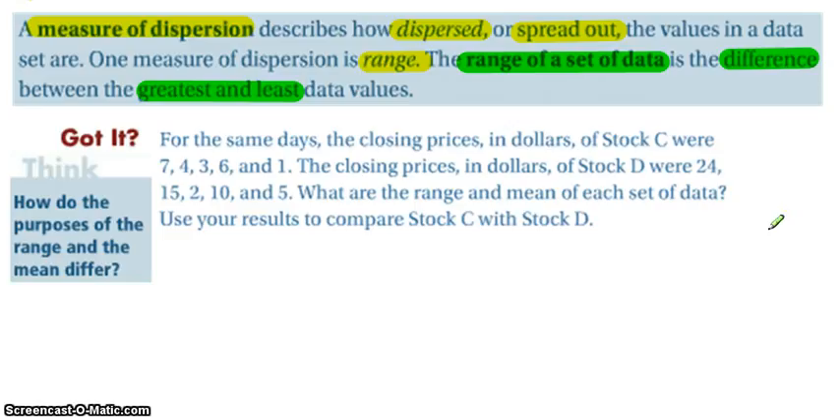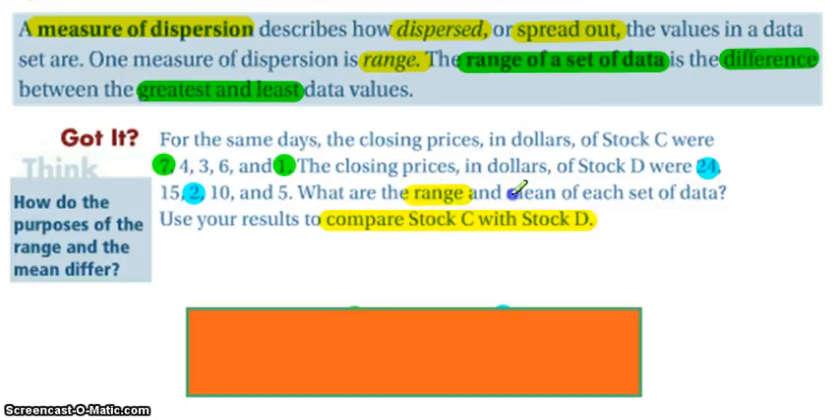We want to try to find the range of these different stocks. So make sure that you've gone ahead and found the range and the mean, which again is the average, for each stock C and stock D, and then we want to compare them based off of this. So pause the video and take a moment to do that.